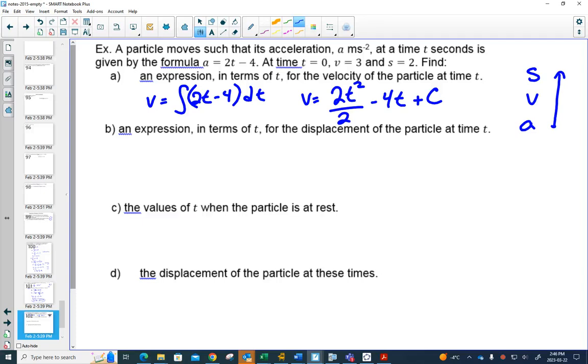And they tell us when time is 0, v is 3. It's pretty easy to plug 0 in for t. It's really nice when they give us an initial one rather than saying at 3.5 seconds. You're like, oh, I've got to plug everything in. So our final velocity equation will be t squared minus 4t plus 3.